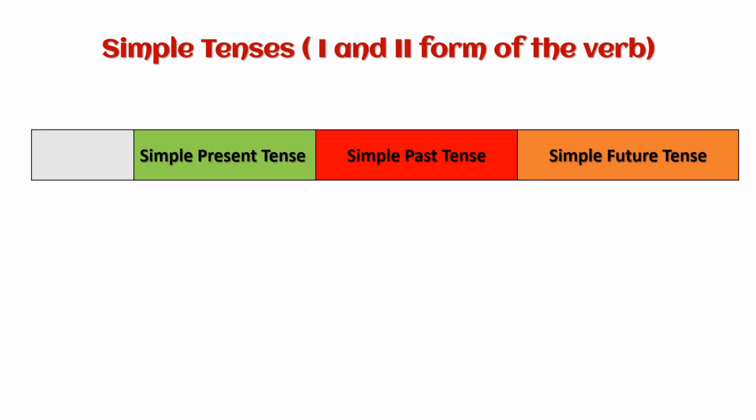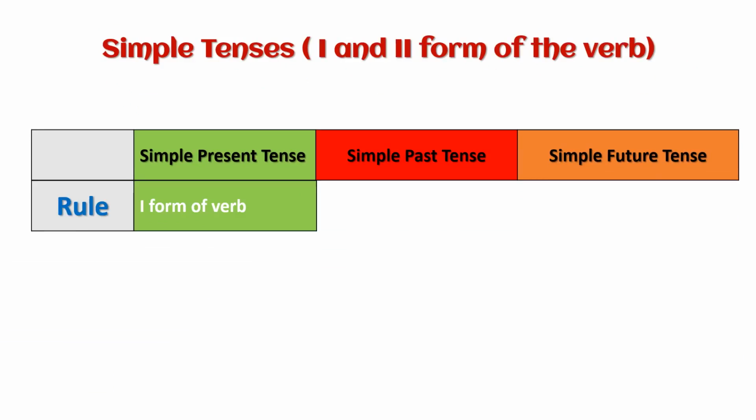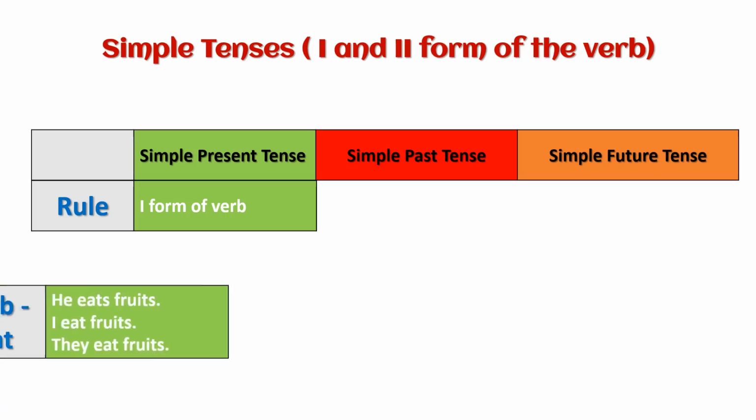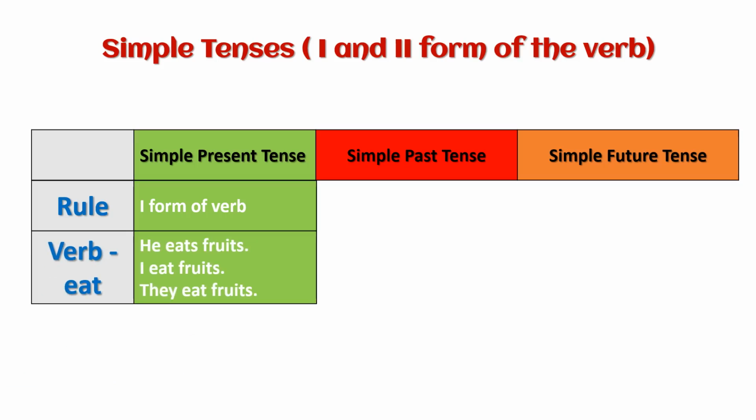The first tense that we will learn about is simple present tense. And the rule for it is that the verb is always in the first form. We always use the first form of the verb. Let us read some examples. He eats fruits. I eat fruits. They eat fruits.